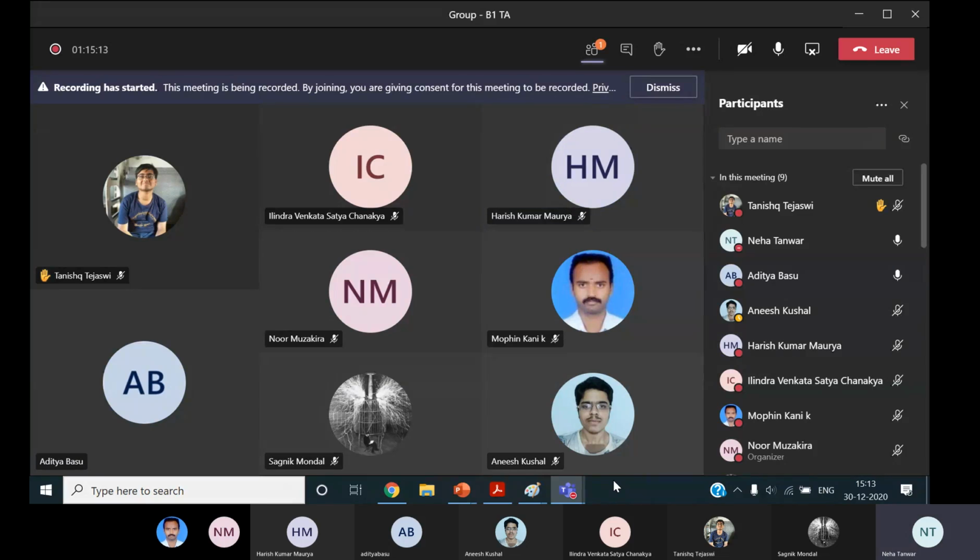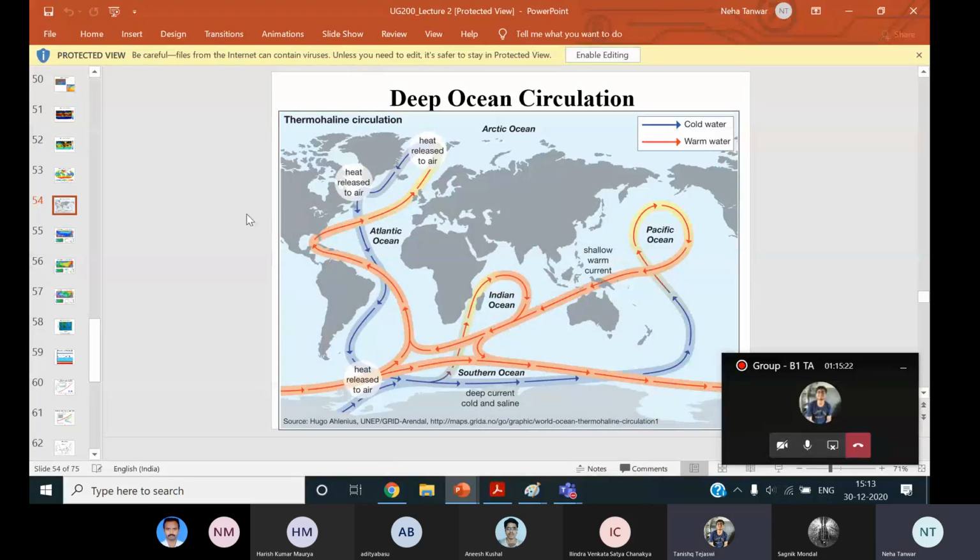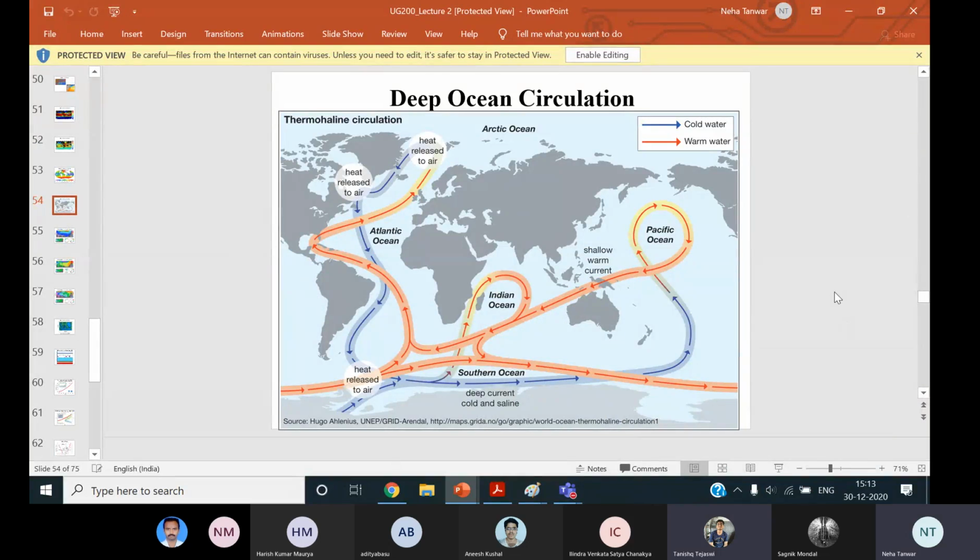Tanishk, do you have a question? You have raised your hand. In that map, can you come back to that map? Which one? Dissolved oxygen or this one? This one. So in the Indian Ocean there is no deep current, right? There is actually upwelling. This is not wind-driven upwelling.